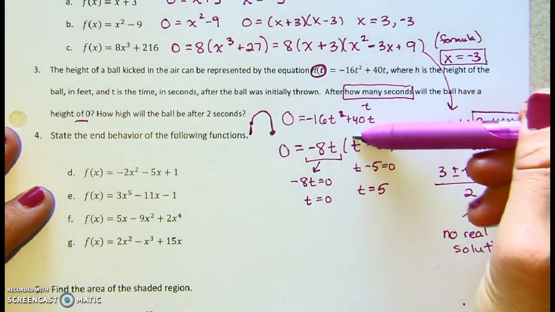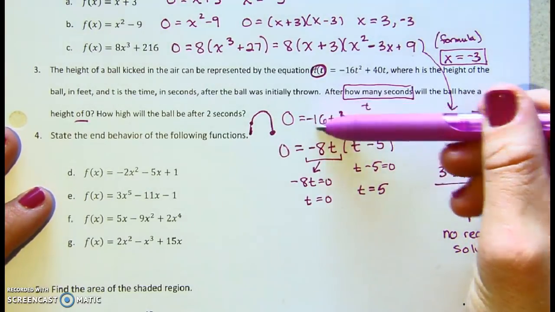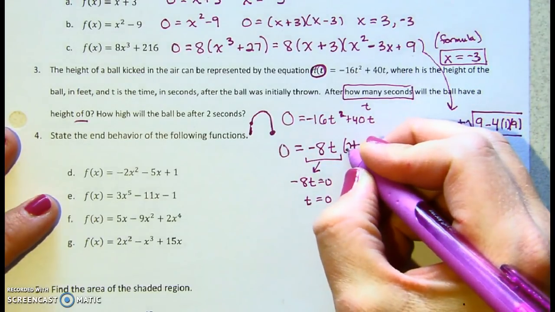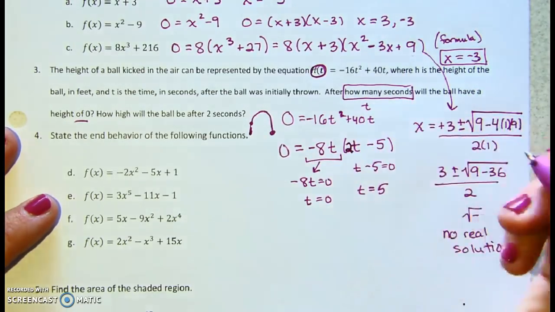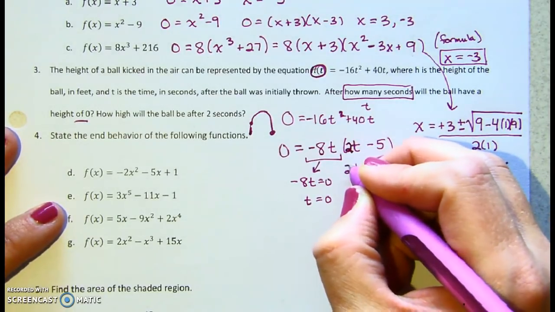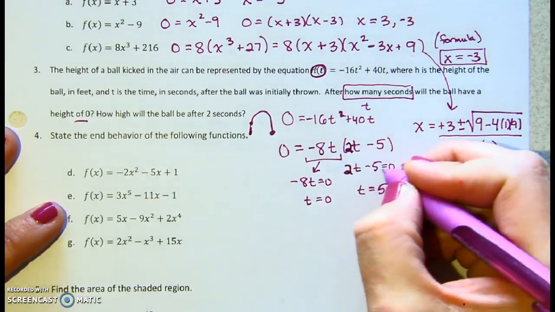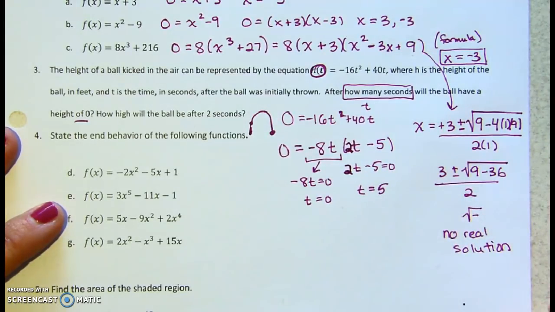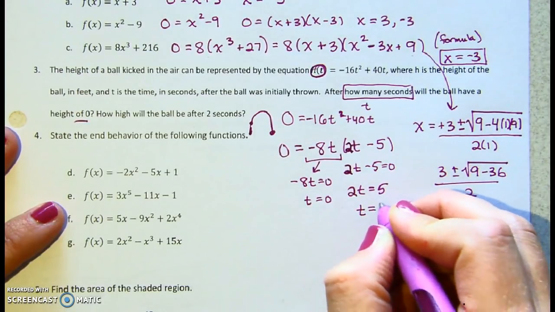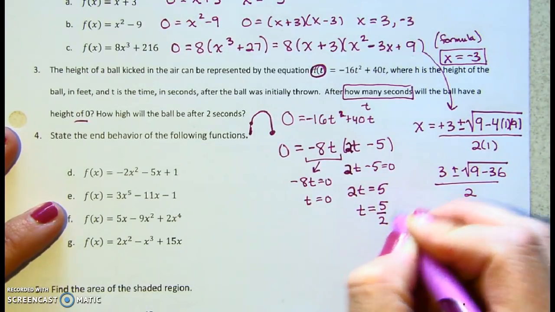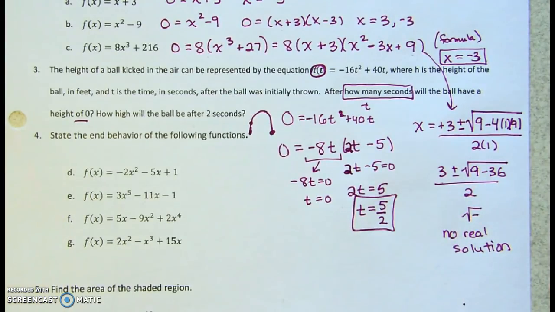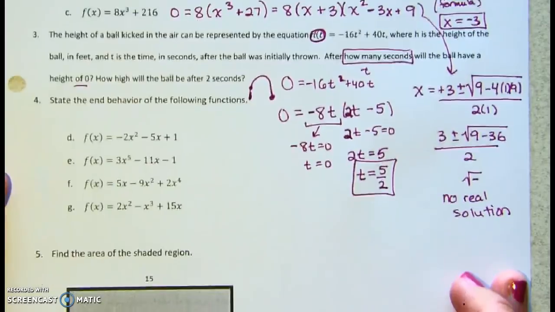Do you see how I factored out the 8? But what's 16 divided by 8? Oh, silly me. I need a 2 here. And if you were like, oh yeah, wait, I knew that, well, good for you. 2t minus 5 equals 0. So 2t equals 5. So t equals 5 halves. All right, I'm not going to check that because I need to keep going.